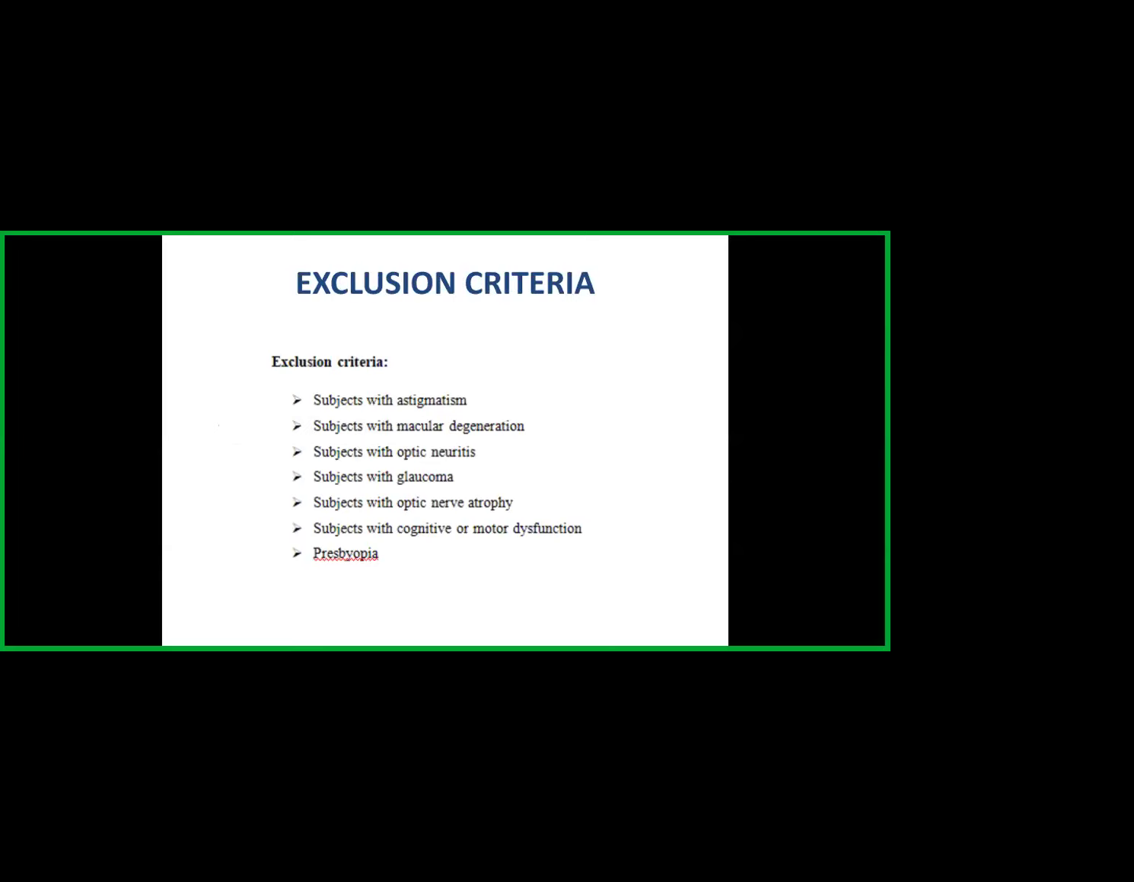And then subjects with macular degeneration, subjects with optic neuritis, subjects with glaucoma, subjects with optic nerve atrophy, subjects with cognitive or motor dysfunction, and presbyopia. Presbyopia develops after the age of 30, and it actually cannot be cured permanently.